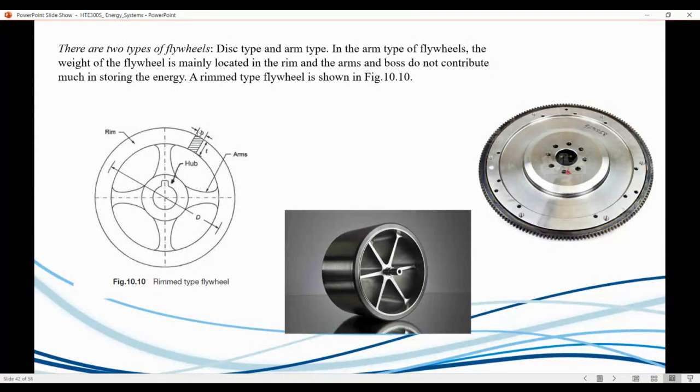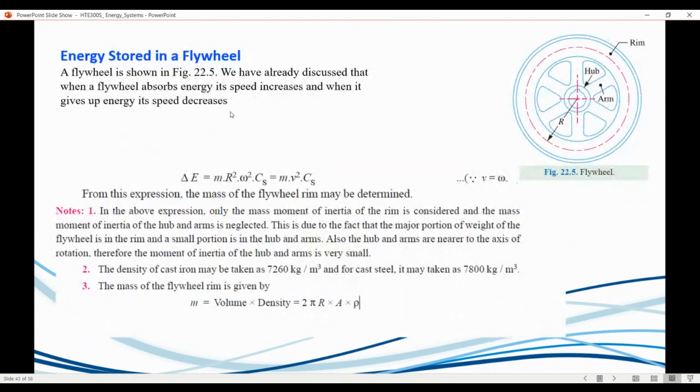So I'm showing you the rim type. There's a B and a T. We look at pi D, the circumference, times B T. I guess that's the whole volume. We look at the rim. The rim is the core focus of a flywheel, not the actual center part. Again, fluctuation of energy, I mentioned this to you.